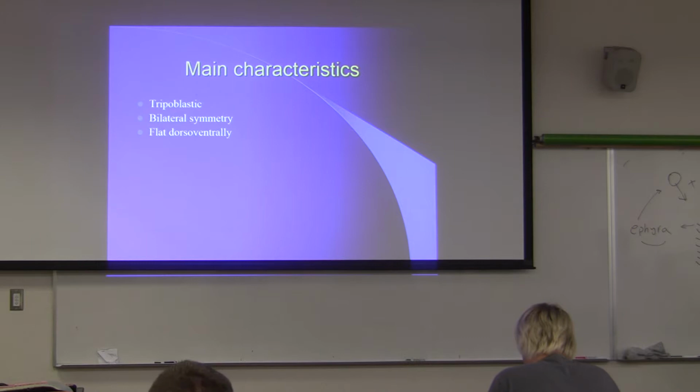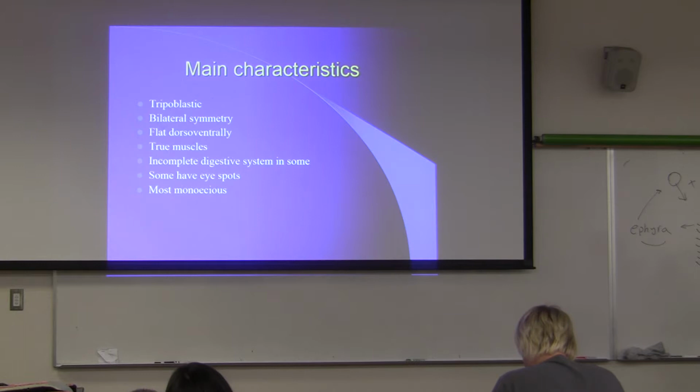Flat dorsoventrally, true muscles, incomplete digestive system. So they do not have a system yet, for lack of a better word. I'm putting the word system in here. A system means you have a few organs. So, incomplete: they have organs, but they do not have a system. Incomplete digestive system, and some have eye spots like planaria, which you are dealing with in the lab. And then most are monoecious.